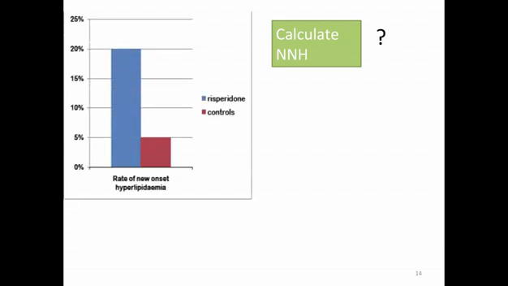Now, an exercise to calculate NNH. There are two groups described here. A group taking risperidone, the experimental group, and the group taking placebo, the control group. The outcome of interest is new onset hyperlipidemia. Calculate the NNH.